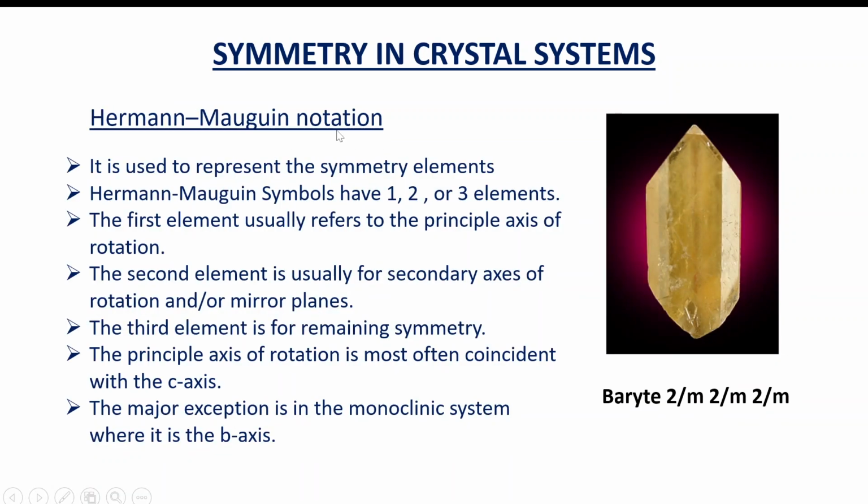These symmetries are also expressed with the help of a notation, the Hermann-Mauguin symbol or Hermann-Mauguin notation. For example, the barite crystal of the orthorhombic system is denoted as 2/m 2/m 2/m. That means there are at least 3 exclusive 2-fold rotations, plus at least 3 exclusive mirror planes present in the crystal. So there are these 3 axes acting as rotation axes. Also there are mirror planes which are along these axes.